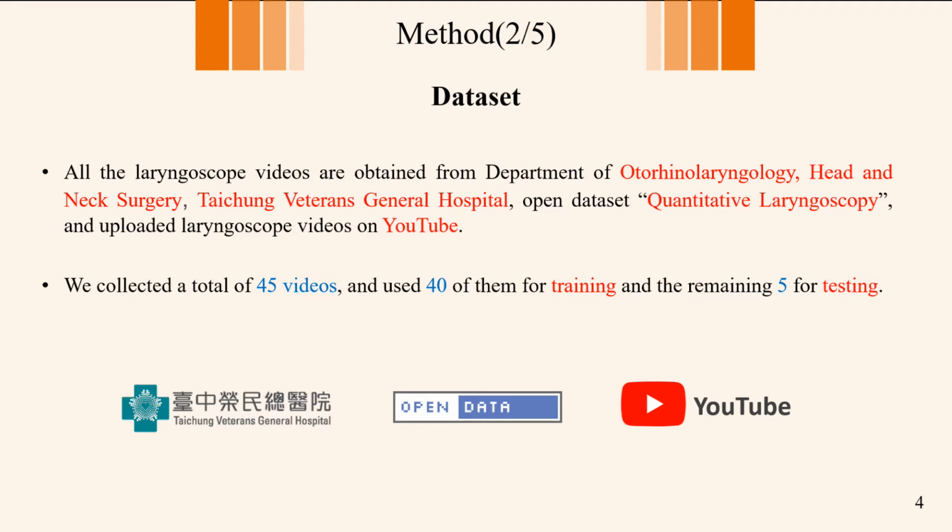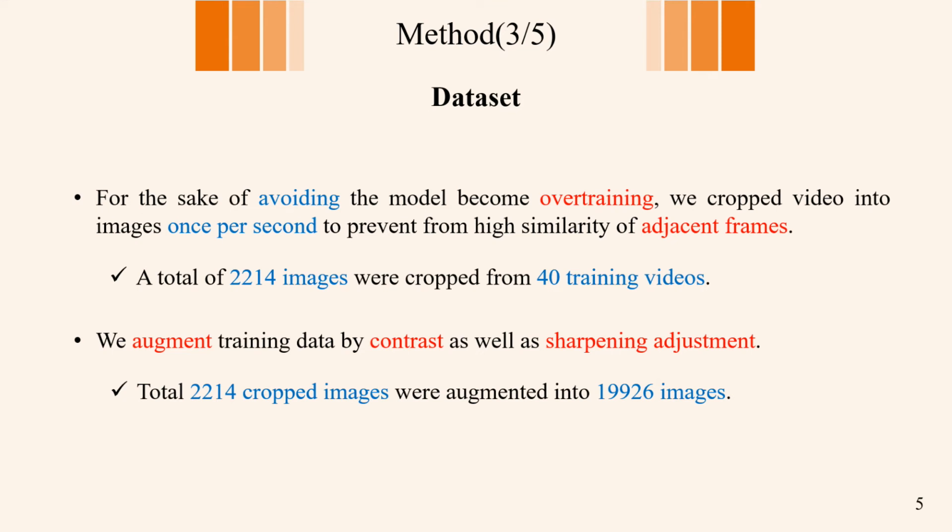Next, the dataset used in this research is obtained from multiple sources, including the Department of Otorhinolaryngology, Head and Neck Surgery, Taichung Veterans General Hospital, the public video stroboscopy dataset provided by Quantitative Laryngoscopy, as well as some laryngeal videos on YouTube. Here we collected a total of 45 videos and used 40 of them for training and the rest for testing. In order to avoid our model becoming overtrained by the high similarities among the adjacent frames in videos, we cropped each video into images at a rate of 1 frame per second, and got a total of 2,214 images cropped from the 40 training videos.